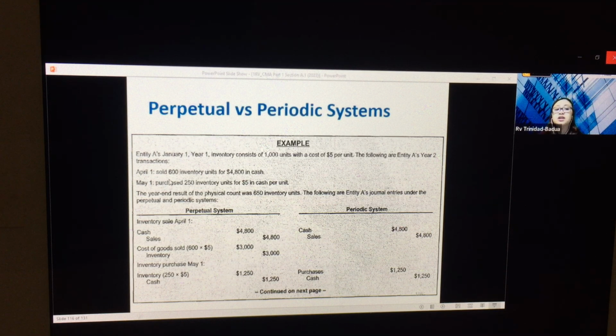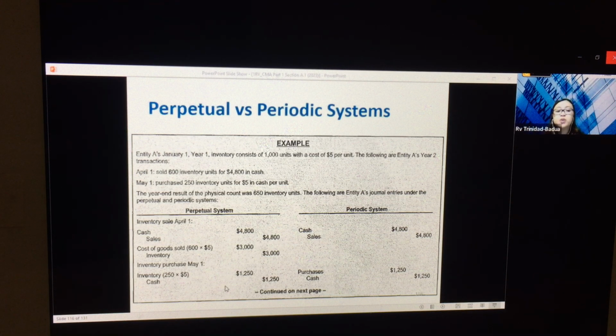On April 1, you sold 600 inventory units for 4,800. On May 1, you purchased 250 inventory units for $5 in cash per unit. The year-end result of the physical count was 650 inventory units. The following are NTPA's journal entries under the perpetual and periodic system. Let's go to the perpetual first.